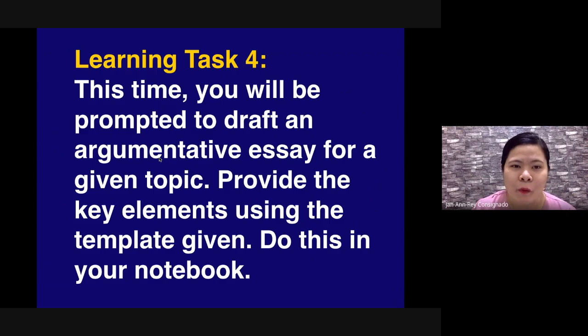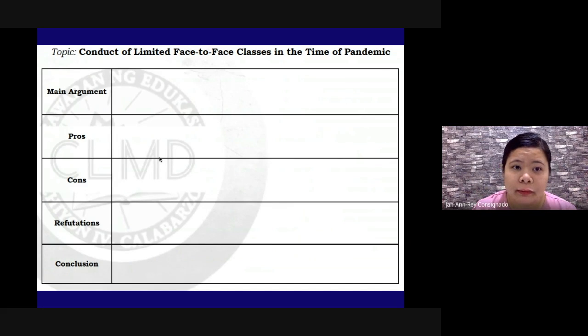And learning task 4. This time, you'll be prompted to draft an argumentative essay for a given topic. Provide the key elements using the template given. Do this in your notebook. That is your learning task 4. So, our topic: conduct of limited face to face classes in the time of pandemic. What is your main argument? How about your pros? How about your cons? Refutations and conclusion. Okay? That is your template.